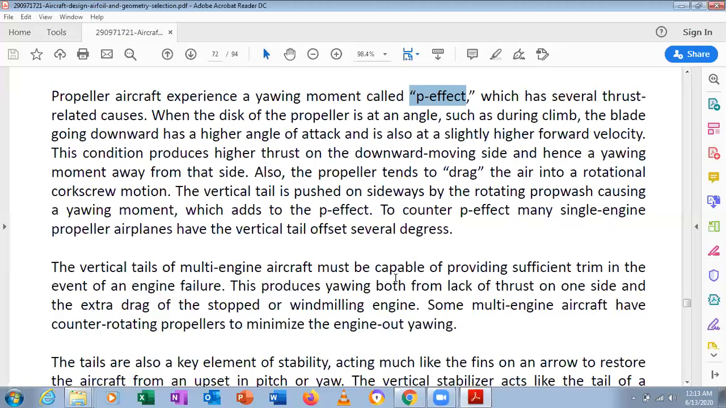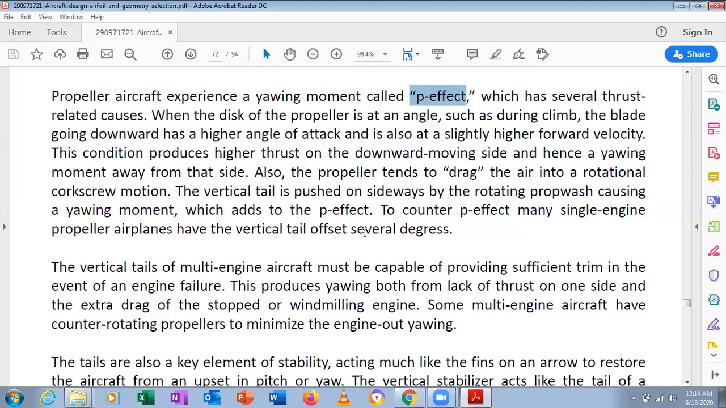Therefore, to avoid this effect, because the yawing moment is mainly handled by the rudder, we will increase the size, the height, of the rudder. By increasing the area or the height of that vertical tail, it counters the P effect, and it also gives directional stability to the aircraft.